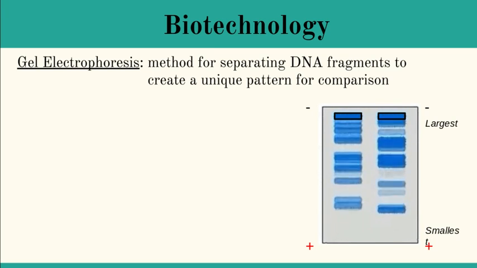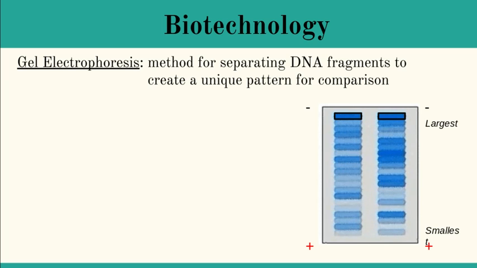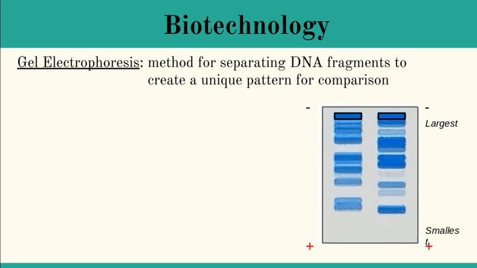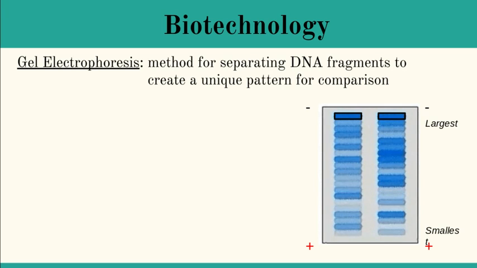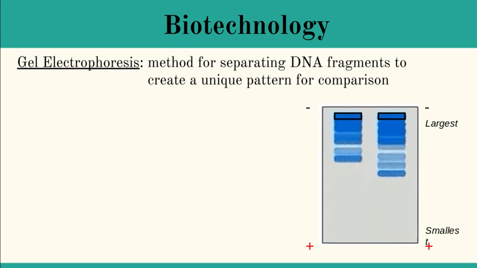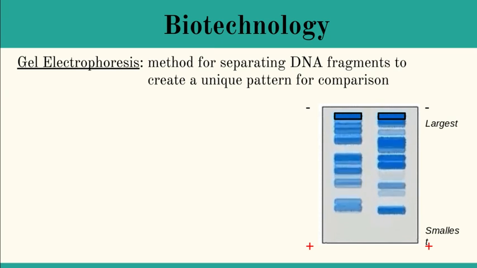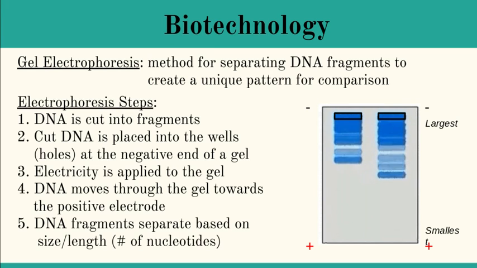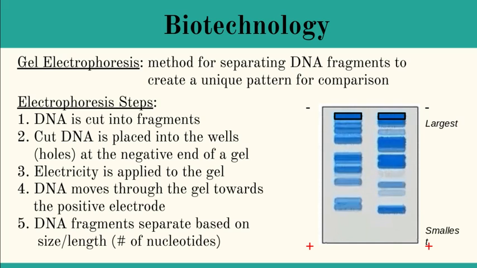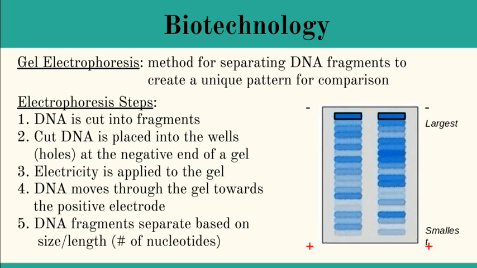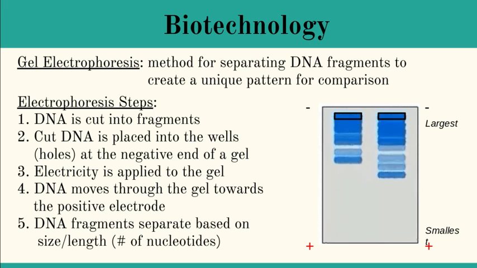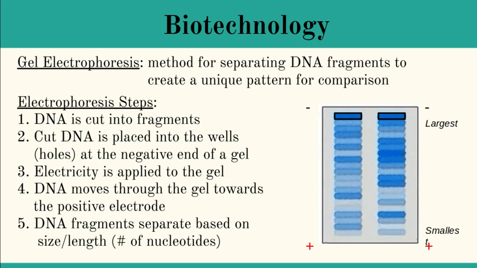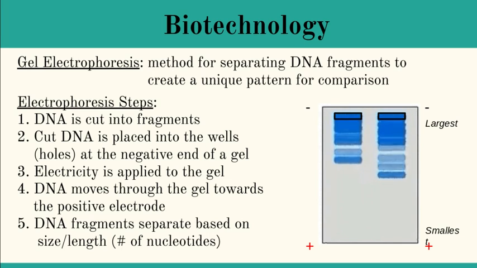One process that is involved in biotechnology is something called gel electrophoresis. This is a method for separating DNA fragments to create a unique pattern for comparison. So this is used to maybe solve a crime. You can compare DNA from different people and try to match it up with DNA found at a crime scene. The way this works is that DNA is first cut into fragments, and then DNA is placed into tiny holes called wells at the top of a gel. Electricity is then applied to the DNA samples, and the DNA moves down through the gel.